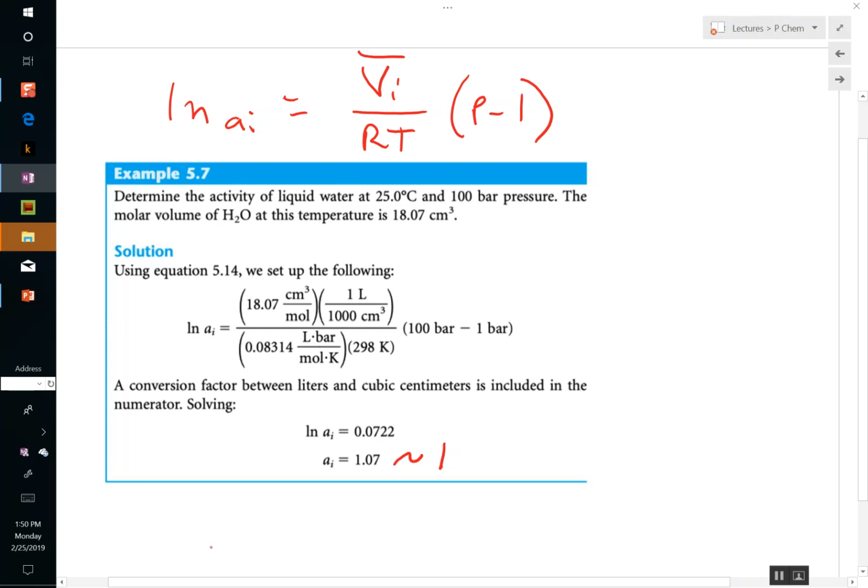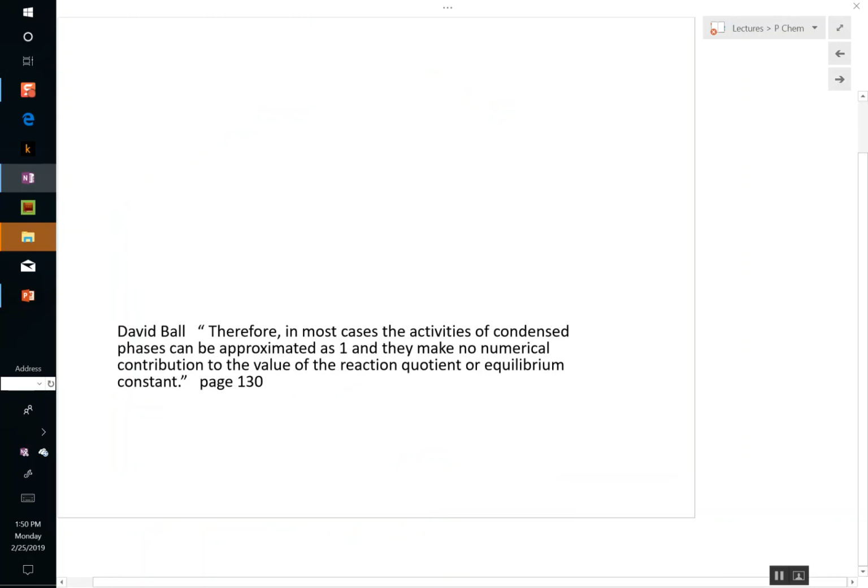So what is a_i now? I got 1.00656. So that would round off to maybe 1.01. So a_i at 10 bars equals 1.01. The point here is this, and this is right out of the text: therefore, in most cases, the activities of condensed phases can be approximated as 1, and they make no numerical contribution to the value of the reaction quotient or equilibrium constant.